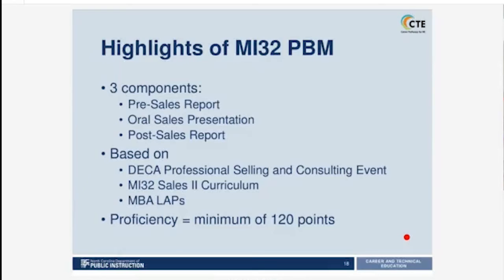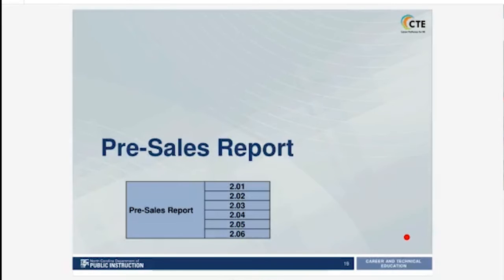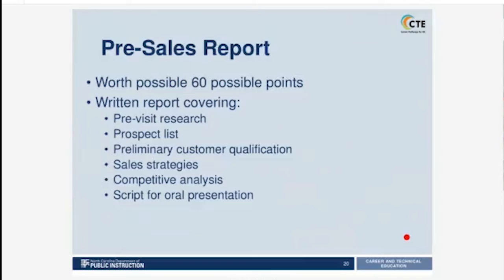Proficiency for this PBM is a minimum of 120 points. The overall possible points is 170. So the first component is the pre-sales report, and it covers all of Standard 2. It is worth a possible 60 points, and it's going to cover everything that you just heard from Donna about 2.0: pre-visit research, prospect list, customer qualification, sales strategies, competitive analysis, and working on a script for the oral presentation.